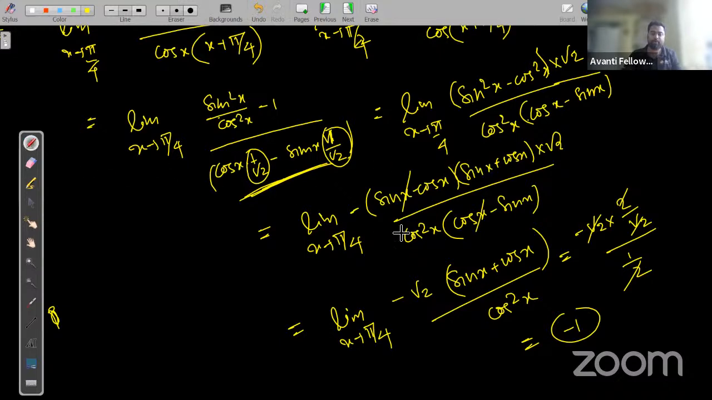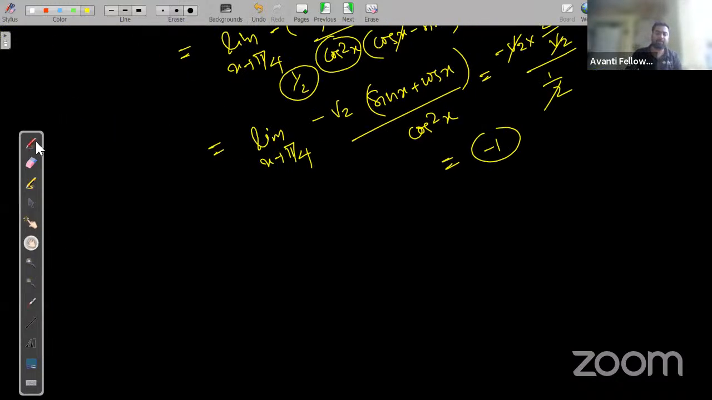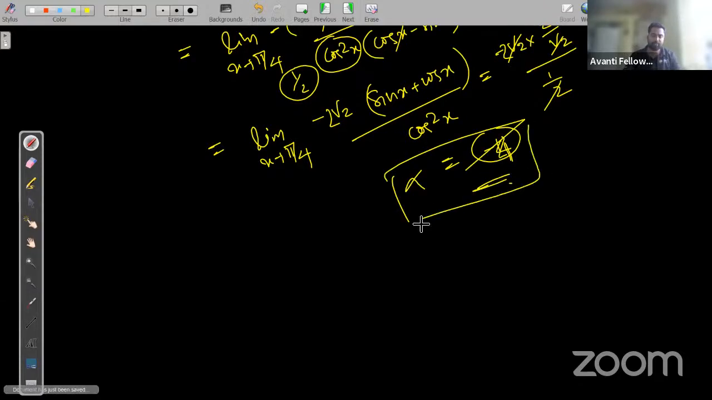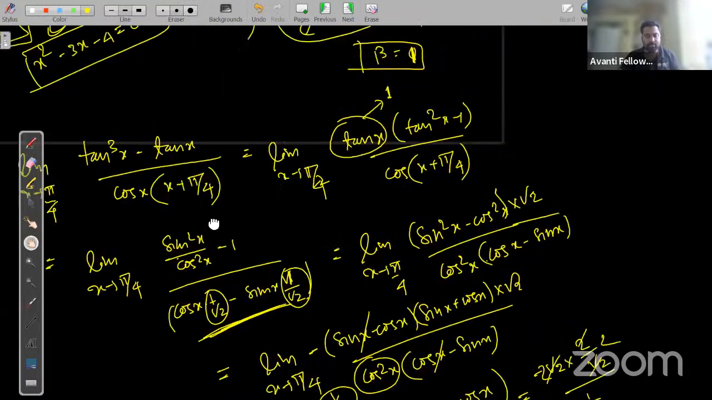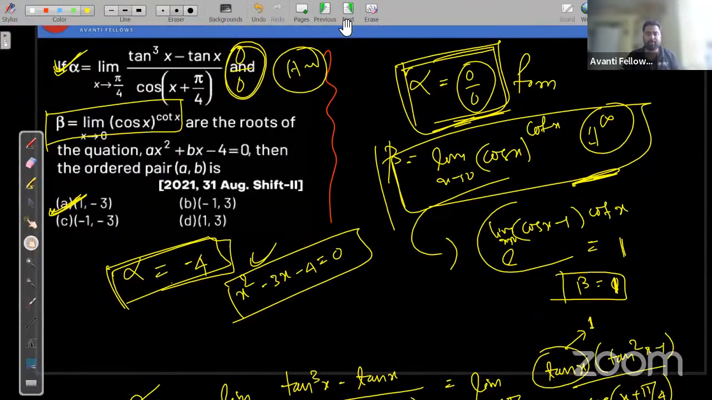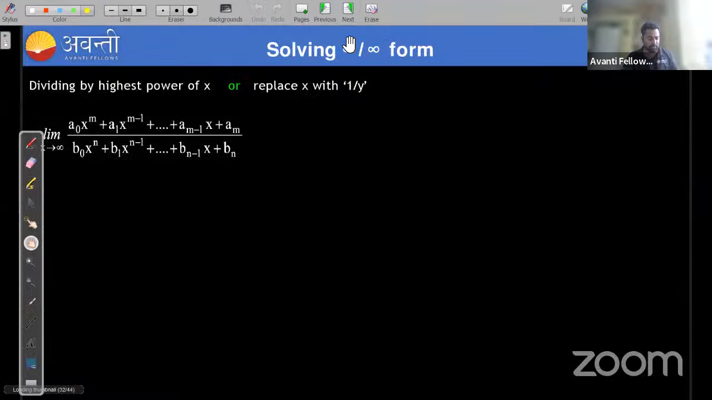This is 1/2, right? This becomes 1/2. So this is 1/2 2. So your answer will be -4, and the 2 is here. Right, so -4 will be your alpha and beta is 1, then you will get the quadratic equation, right? So this is the solution for this question. Okay, alpha and beta found, then using the roots of this equation you can solve, right?